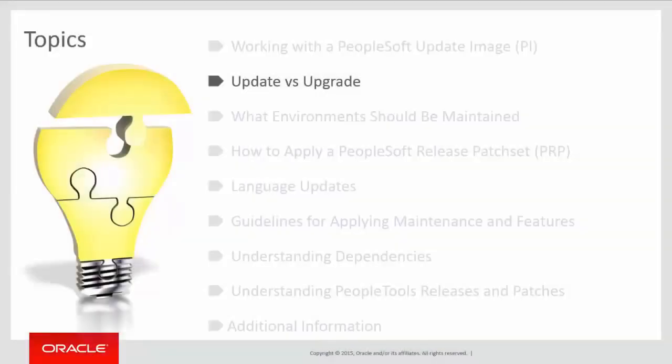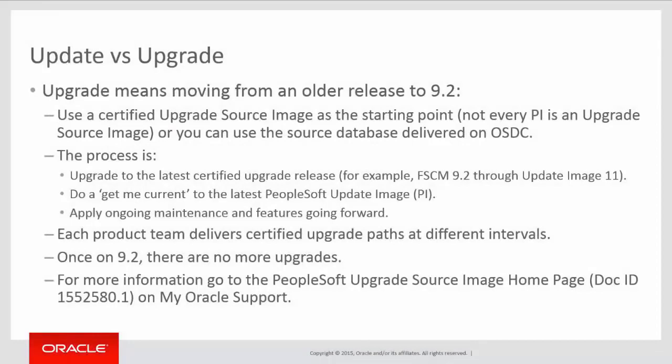Now we're going to move on to the differences between updates and upgrades. Updates and upgrades are two different processes and should be thought of differently. An upgrade is a major release. It involves moving from an older version of PeopleSoft, such as 9.1, and upgrading to 9.2. An update is applying maintenance or new features to an existing 9.2 application. So first, let's talk about the upgrade process.